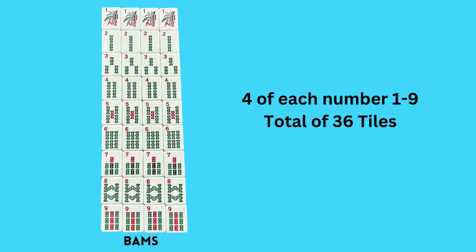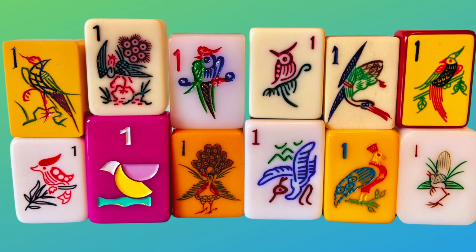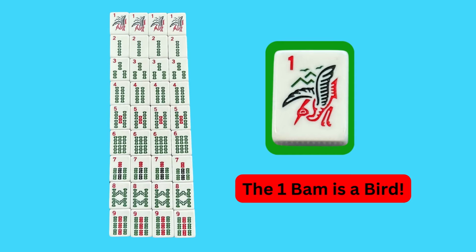Now let's take a closer look at the 1 bam. The 1 bam doesn't look like the other tiles here. The 1 bam is a bird, and it can be any bird at all. So in various sets, you'll see all sorts of birds, from owls to peacocks to sparrows, and a variety. So just remember, a 1 bam is a bird.